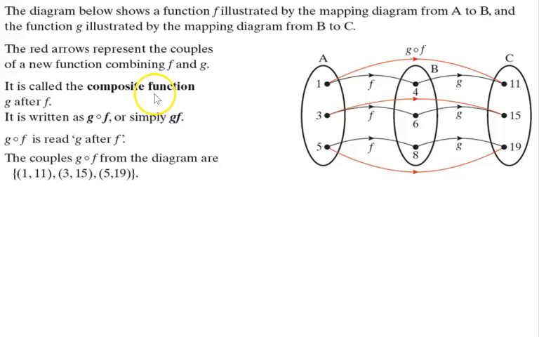It is called the composite function g after f. It is written as g after f, or simply g and f stuck together, which means the same thing. So g with a little circle and f is read g after f. So the couples g after f from the diagram are 1, 11. So 1 maps to 11. 3, 15. So 3 maps to 15. And 5, 19. So 5 maps to 19.